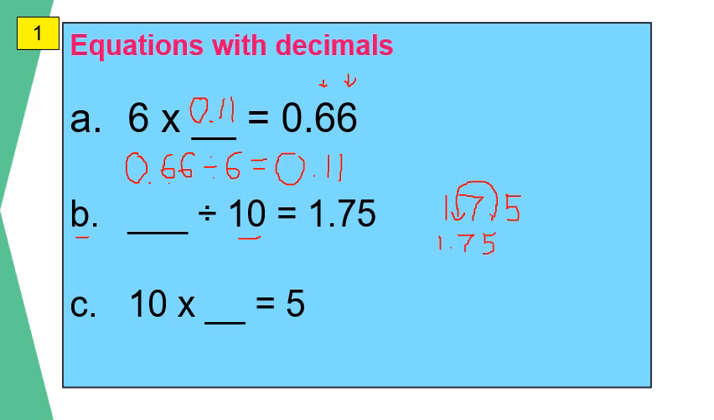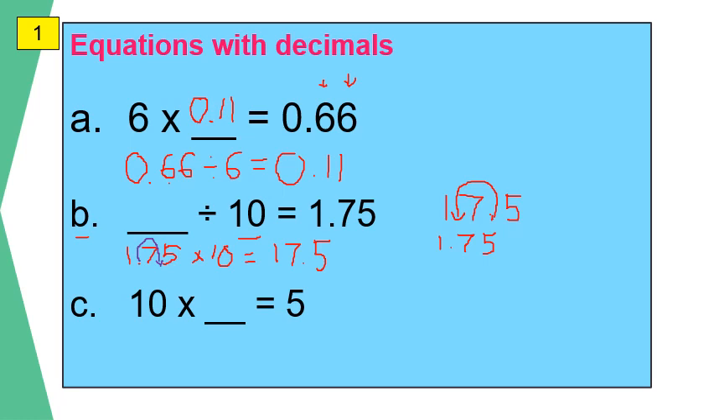Now, if I wasn't too sure about that, I could use the inverse operation and say that 0.175 times, or multiplied by, 10 equals 1.75. Because in this case, instead of moving it to the left to make it smaller, I would move the decimal point one place to the right. So it would end up becoming 1.75.